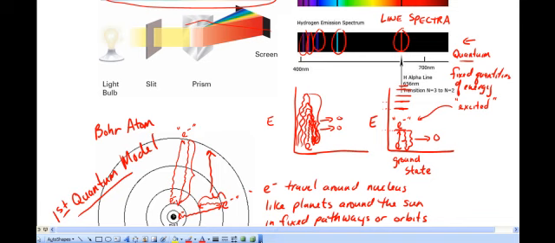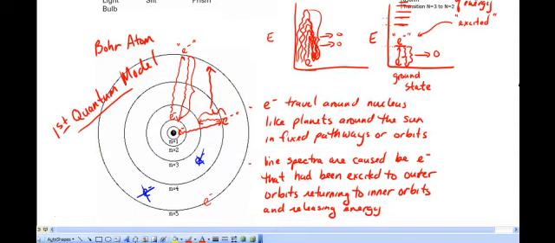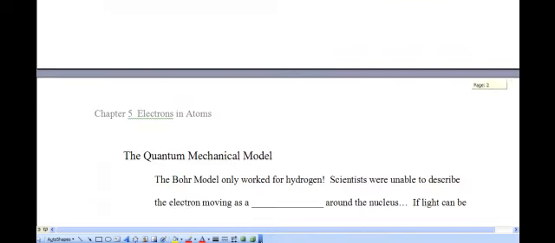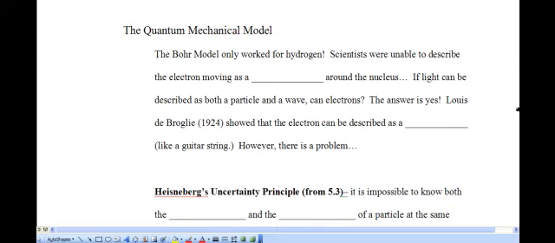All right? And this model, once again, was very important because it was the first quantized model of the atom, meaning it was the first one that incorporated the idea that energy can only be absorbed and emitted in fixed quantities. Now, the problem is, scrolling down onto the next page, that this model only worked for hydrogen, where you have only one electron.